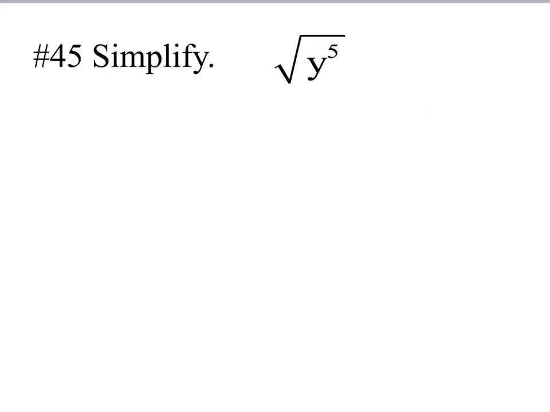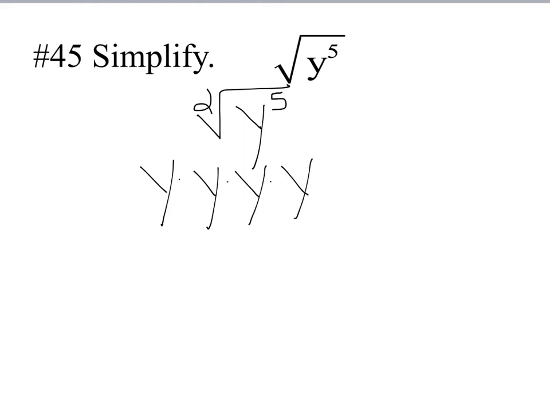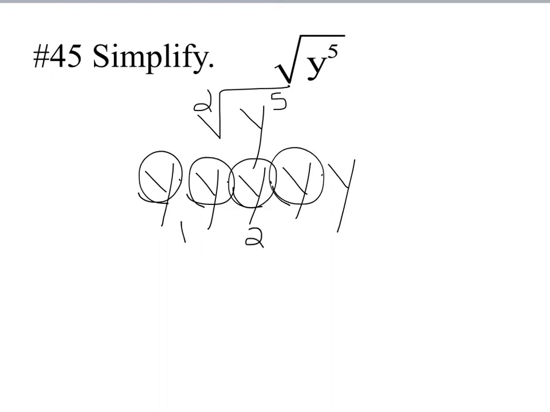Okay, for number 45, we're just going to simplify the square root of y to the 5th. Now we know that there's a 2 out here, so it is the square root. You can do this one of 2 ways. You can say y times y times y times y times y, 5 times, and you would need a number or variable repeated twice in order to bring one of them out front. So I've got 1, 2, that's 1 y I can bring out front, 1, 2, that's 2 y's I can bring out front, and then remember I'm going to box whatever I have left. So out front I have y times y, which is y squared, times the square root of y.